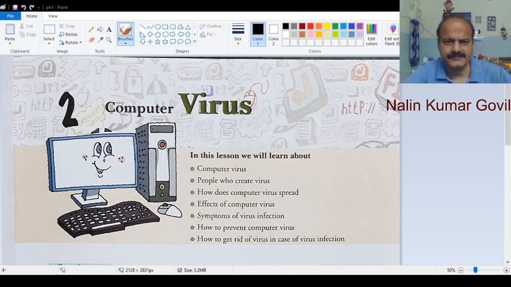So in this lesson we will learn about the computer virus, people who create viruses, how does a computer virus spread, effect of the computer virus, symptoms of virus infection, how to prevent computer virus, and how to get rid of virus in case of virus infection.